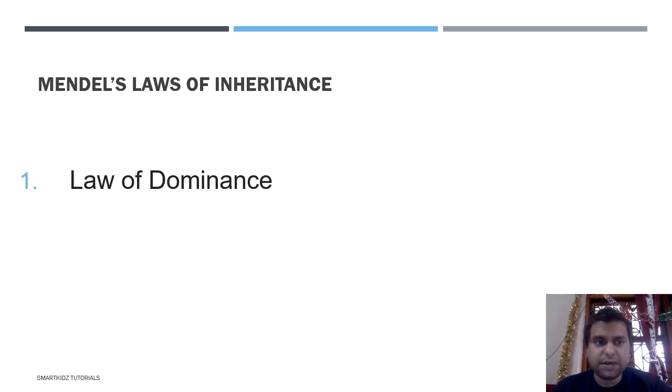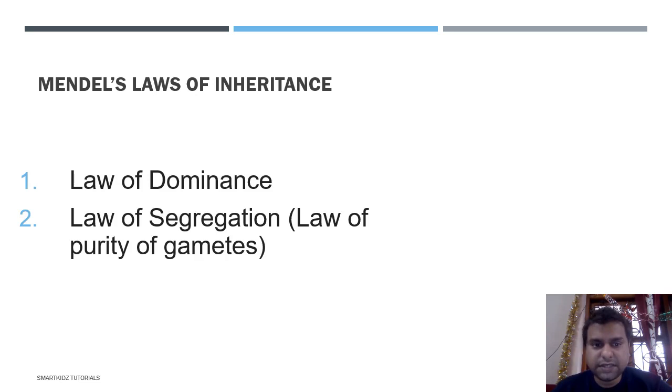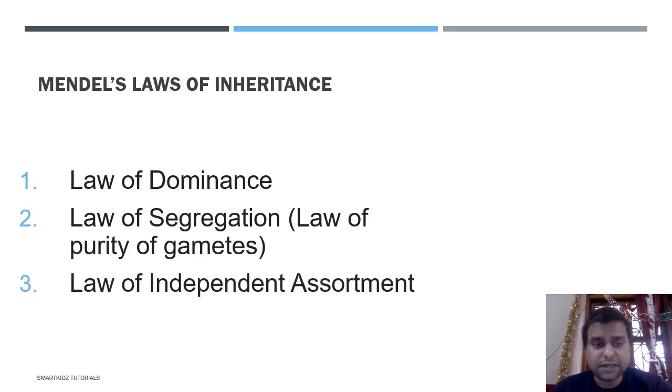So which are the 3 Mendel's laws of inheritance? First of all, the first one is the law of dominance, the second is the law of segregation, also known as the law of purity of gametes, and the third is the law of independent assortment. So we'll look at each one of them separately.